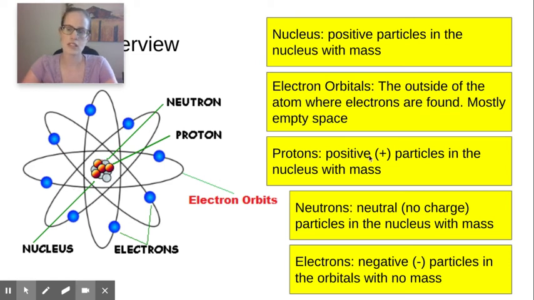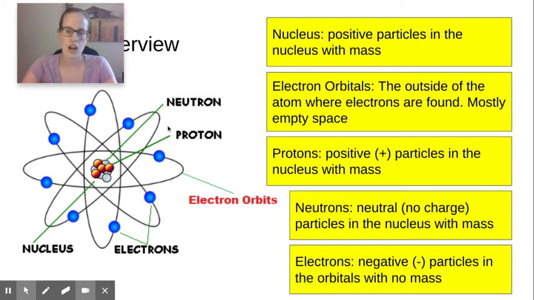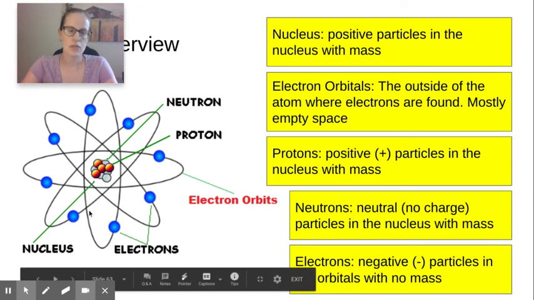Protons have a positive charge, and they're in the nucleus, and they are responsible for a lot of that mass in the nucleus. The rest of the mass is the neutrons. Neutrons don't have any charge. And then electrons are negatively charged and have very, very little mass. So we'll essentially say they don't have any mass.